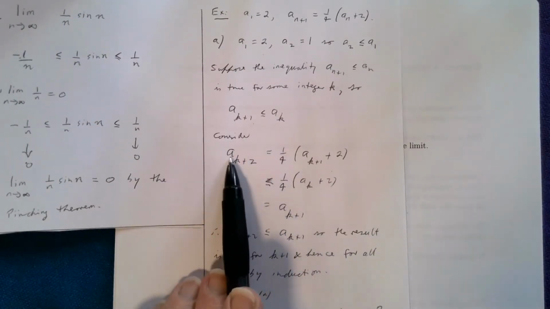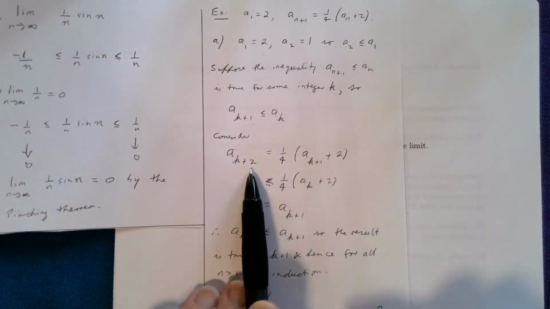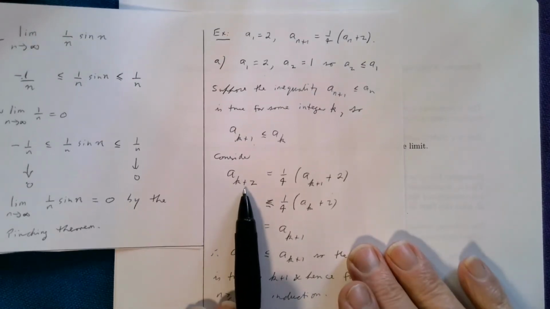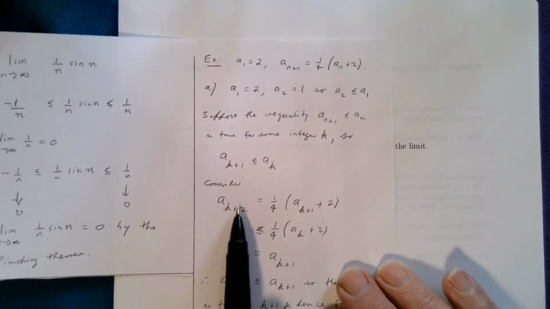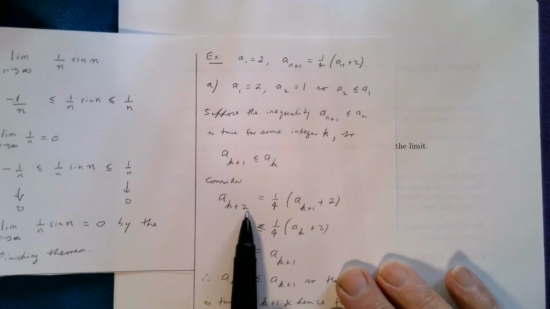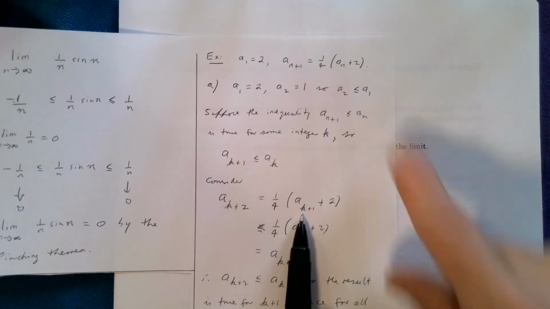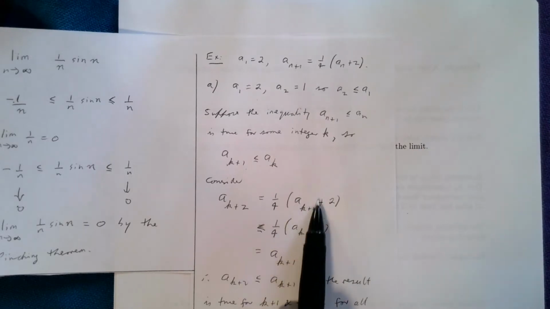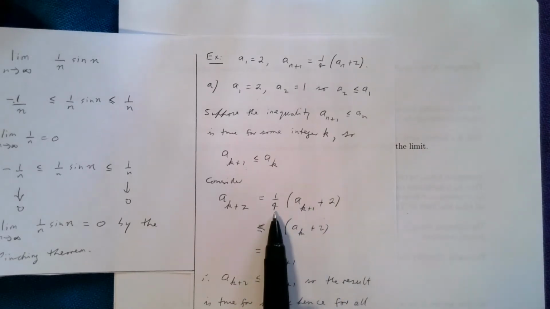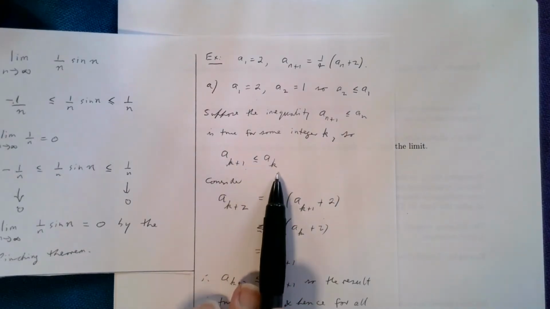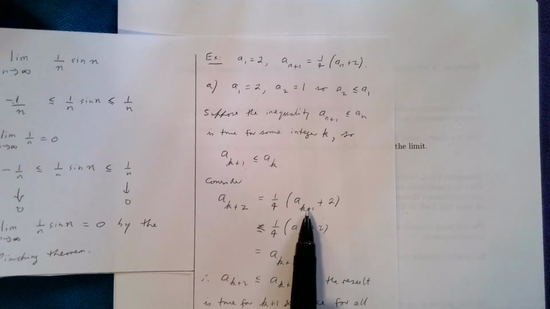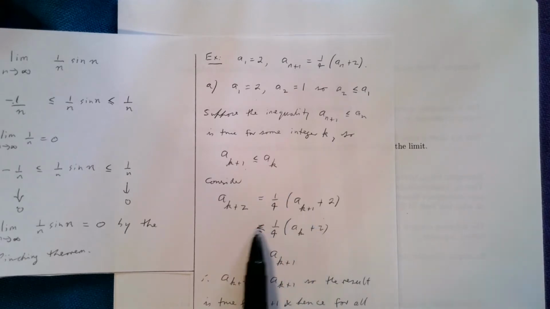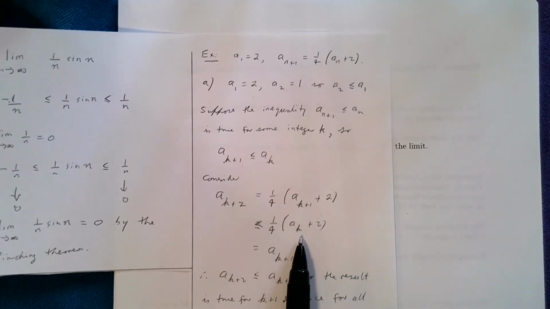So now we consider a sub k plus 1. Now we use our formula here. So this says that this number, you take the previous number, you add 2 and divide by 4. So you take the previous term, add 2 and divide by 4. Now I use my inductive assumption, that is a(k+1) is less than or equal to a(k). So I can replace this one with a(k).